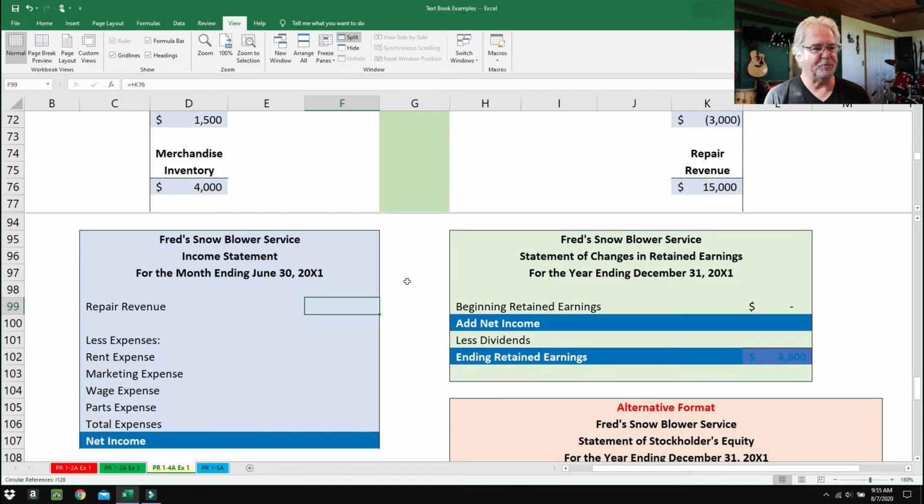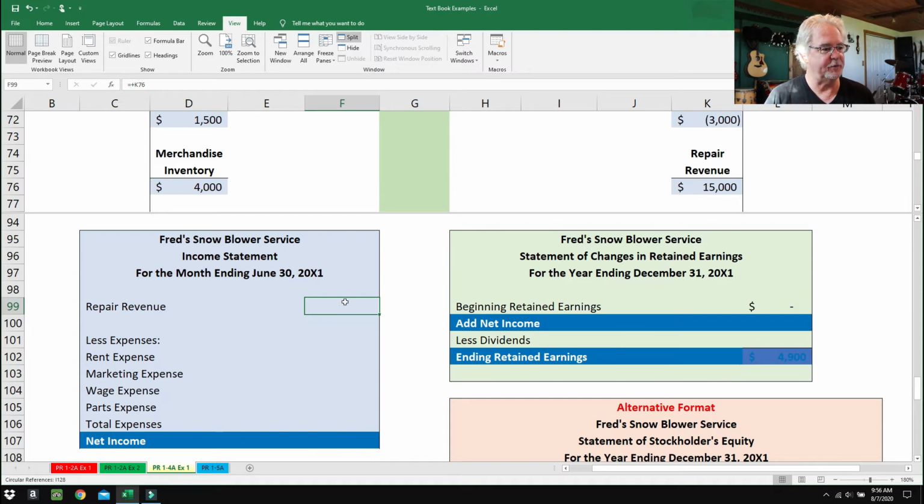Oftentimes, the textbook will state them in the wrong order. And I don't know why textbooks do that, but almost all textbooks do. And you have to start out with the income statement, period. There's no choice about this, all right? Because the information from the income statement is going to get transferred to the next statement and so forth. So you have to do the income statement first.